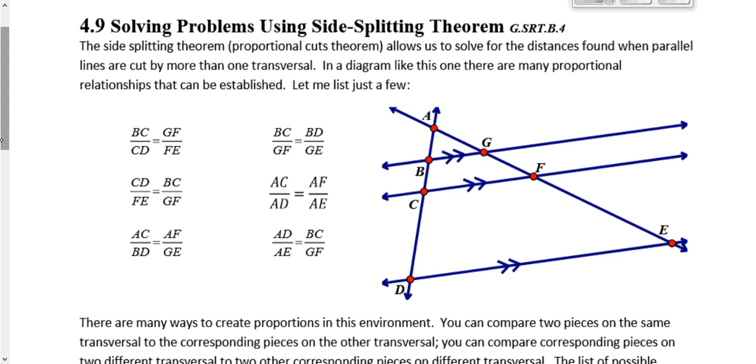So BC to CD, right? If we compare BC to CD, that would be in the same ratio as what corresponds here on the other side. GF and FE, right? Okay? And there's a million more, right? So if we go BC now, BC to GF, that would correspond to BD to what? That whole thing over there. You getting the idea? Okay?